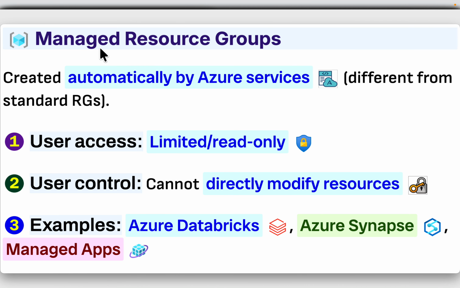Managed resource groups. These are created automatically by Azure services, and these are different from standard resource groups which you create. User access is limited and it's only read-only. Users cannot directly modify resources. Some examples are Azure Databricks, Azure Synapse, and managed apps.